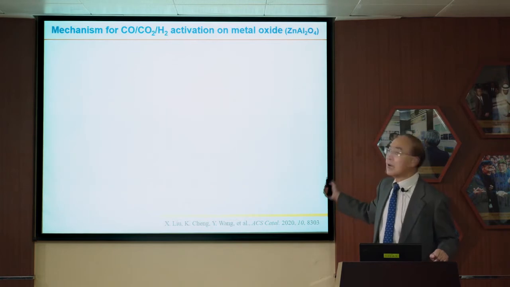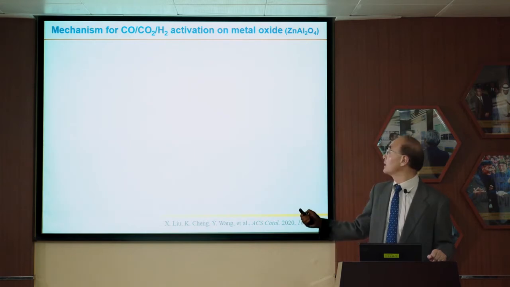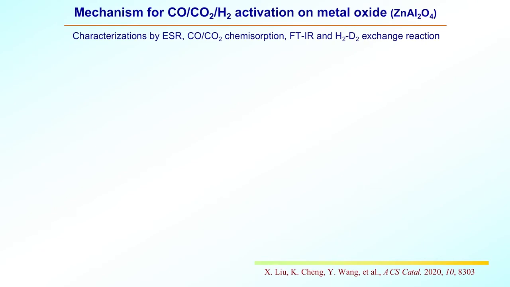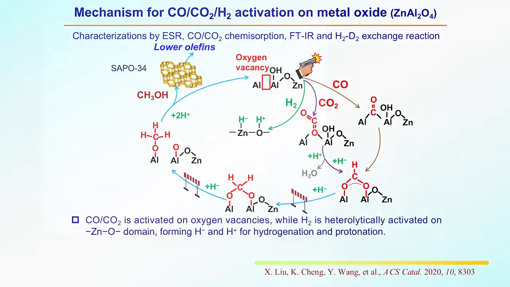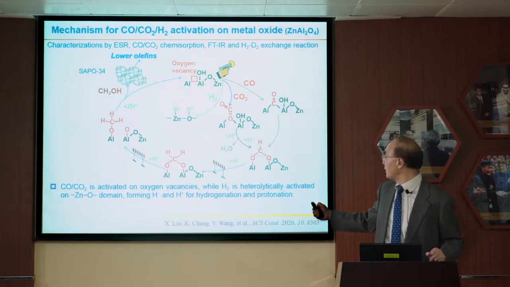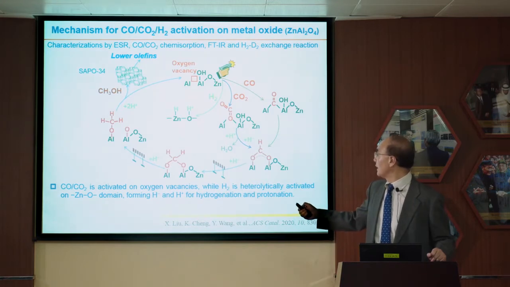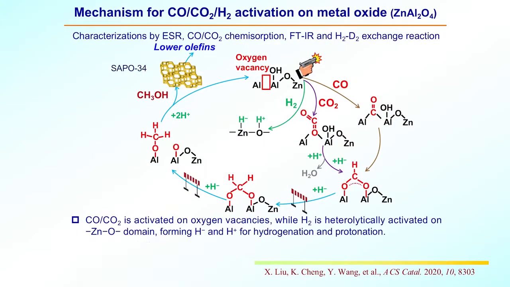So using zinc aluminate as an example, we have investigated the mechanism for the activation of these small molecules on the basis of the characterizations by ESR, CO, CO2 chemisorption, FTIR, and hydrogen-deuterium exchange reaction. We propose that CO and CO2 are activated on oxygen vacancies, while hydrogen is heterolytically activated on the zinc-oxygen domain, forming hydride and proton for hydrogenation and protonation.